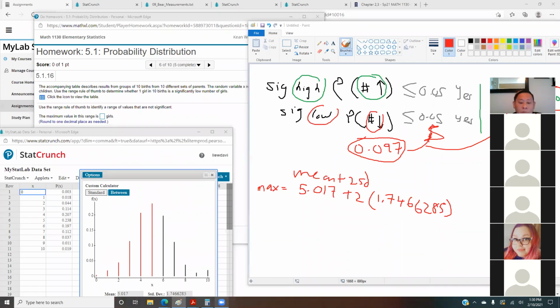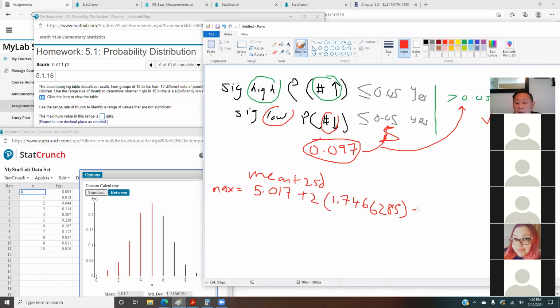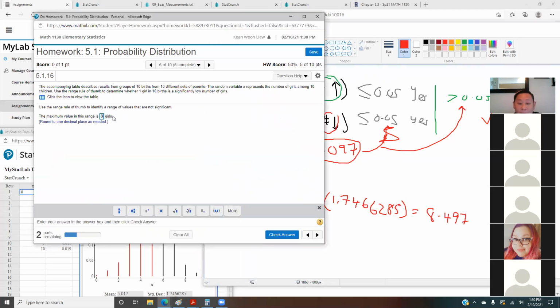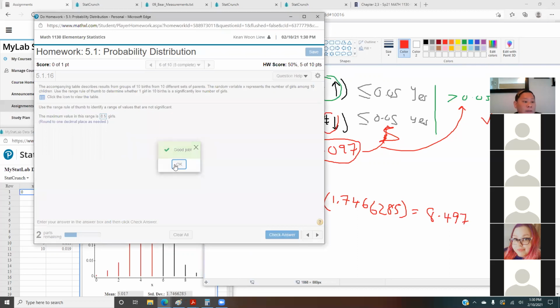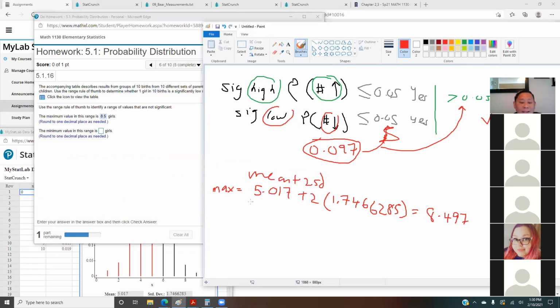Is it 8.497? 8 point something? 497? And this question was in 1 decimal place. 1 decimal place is 8 point what? 5. 8.5. And then they will ask you for the lower one, the minimum one. This is max. So the minimum one is exactly the same, but you do not use addition. You use subtraction. So you use the same thing. And what do you get in this case? I got 8.5 for this one though. Yeah, this is the max, 8.5.